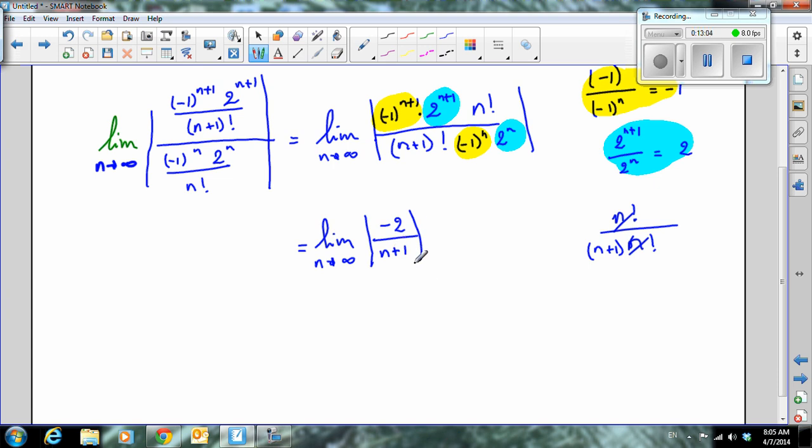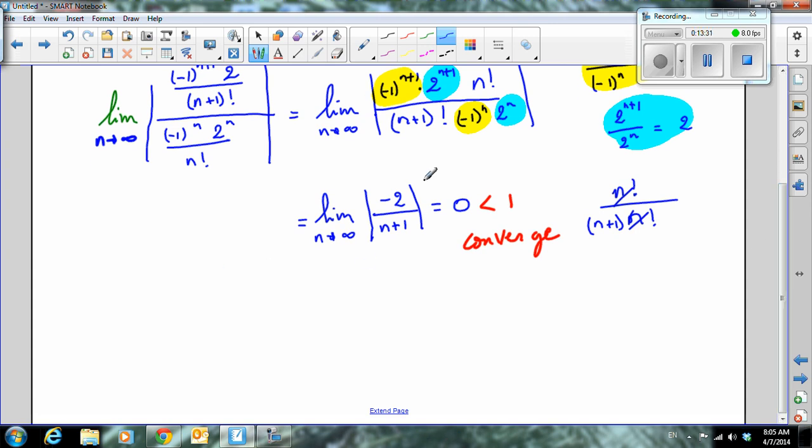At this point, I would say this is equal to low over high, which equals 0. So 0 is my answer. And since 0 is my answer, I would say this is less than 1. Therefore, this series is convergent. All right, let's do another one. I know it takes a little time, but it's doable. Let's go on and do problem number 4.